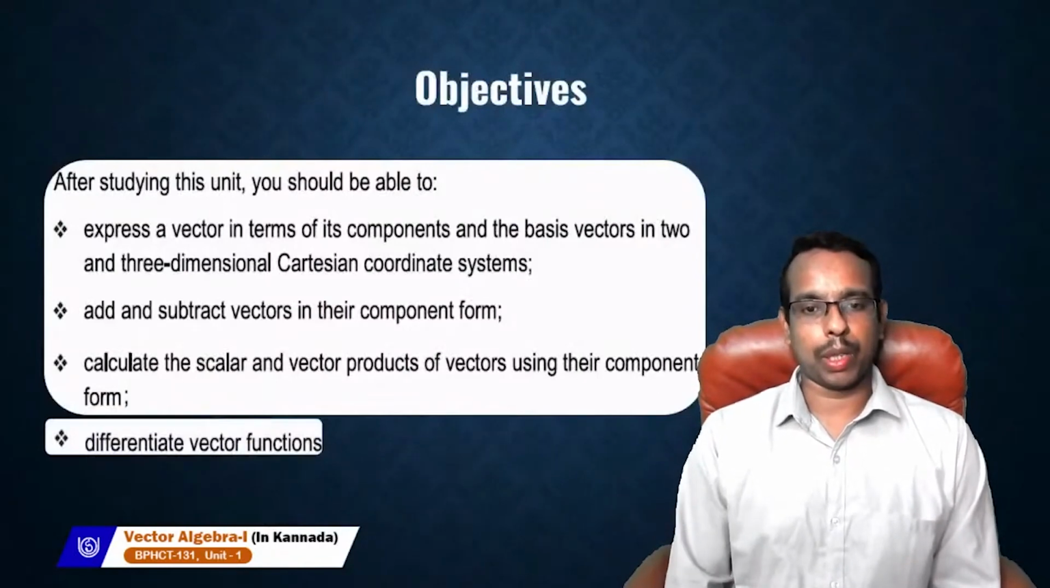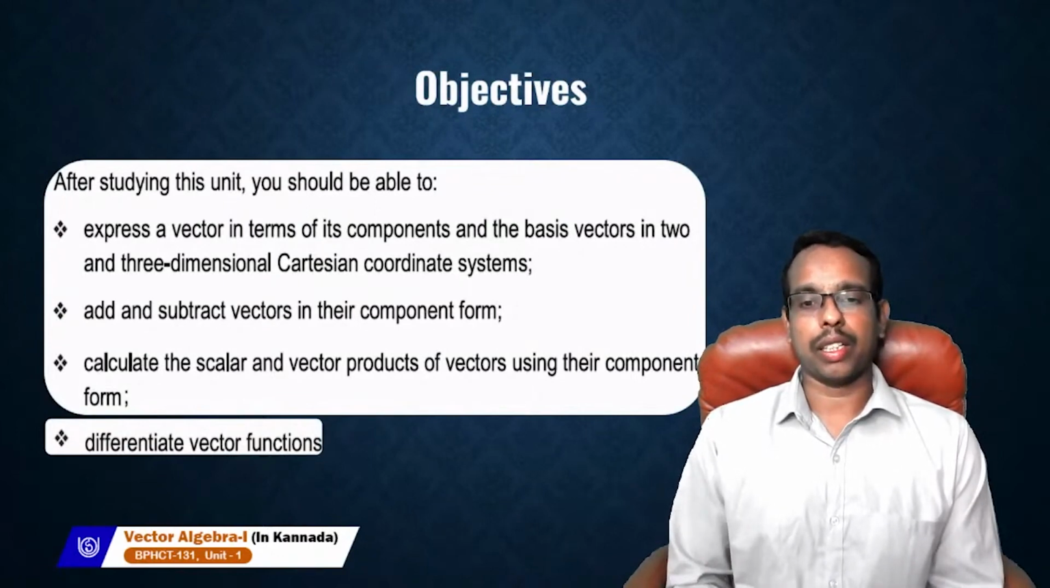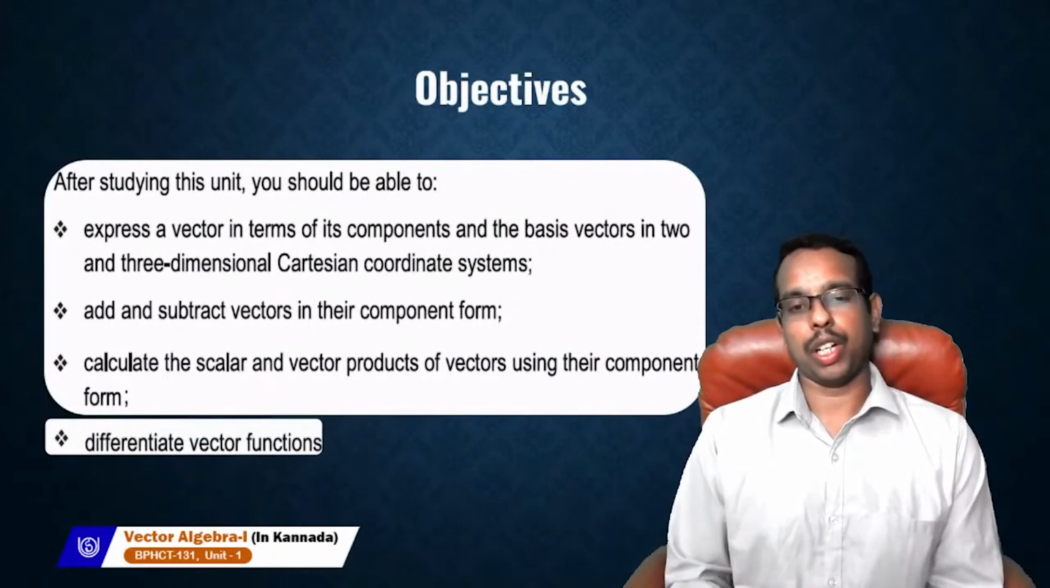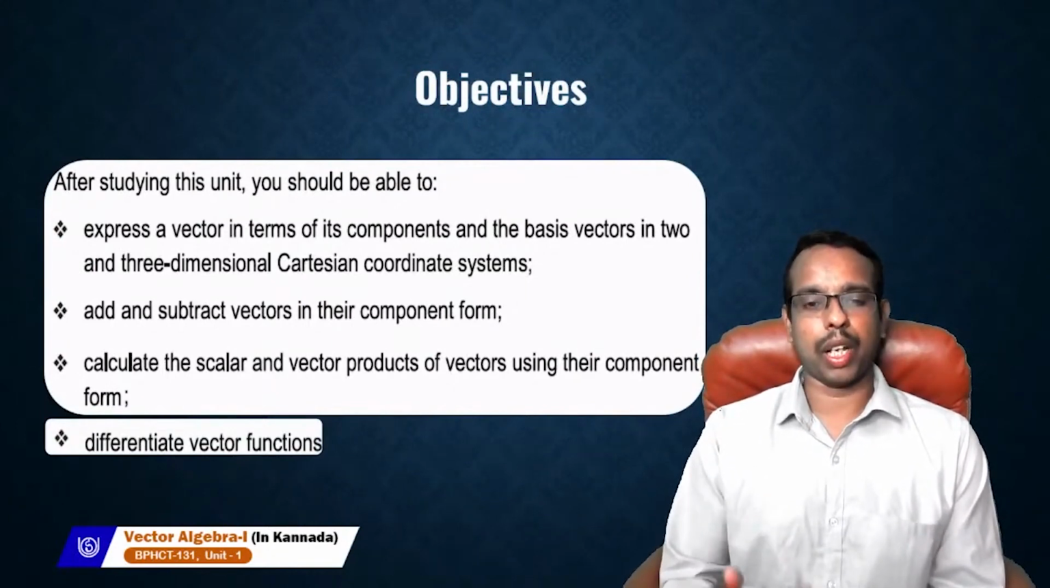Now, after learning this chapter, vector analysis part 2, what exactly do you learn? You will be able to express the vectors in the form of their components. In the component sense, there are different types of systems. The simple system is the Cartesian coordinate system, where you will have x, y, and z. And further you will be studying the cylindrical coordinate system, and then the spherical coordinate system.